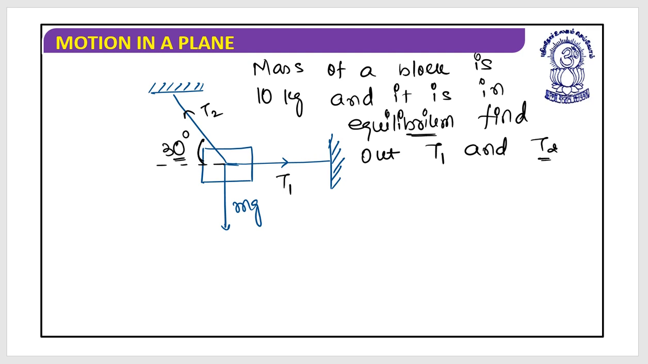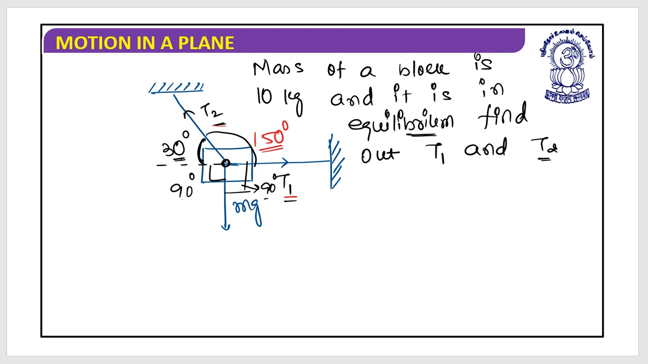They said it is in equilibrium, that means the resultant of these three would be zero force. So this is 30 degrees, and this is 90 degrees. So 30 plus 90 is 120. This is already 90 that I can see. So 120 plus 90 is 210. So this angle must be 150 degrees. Now you have three forces: T1, T2 and mg.